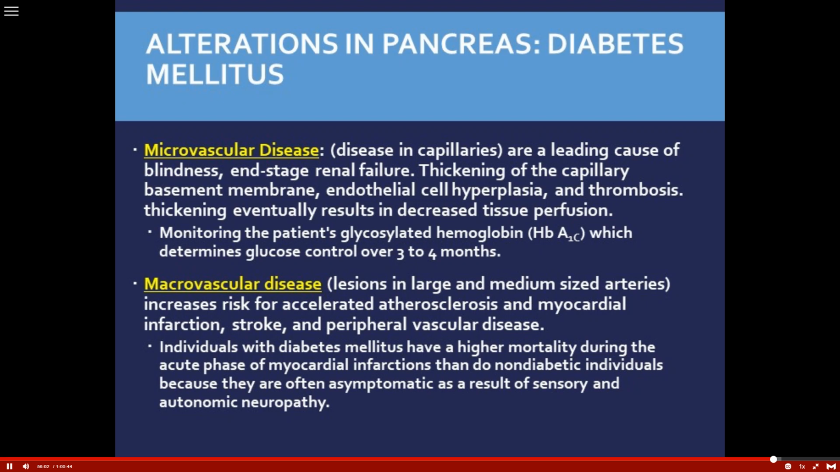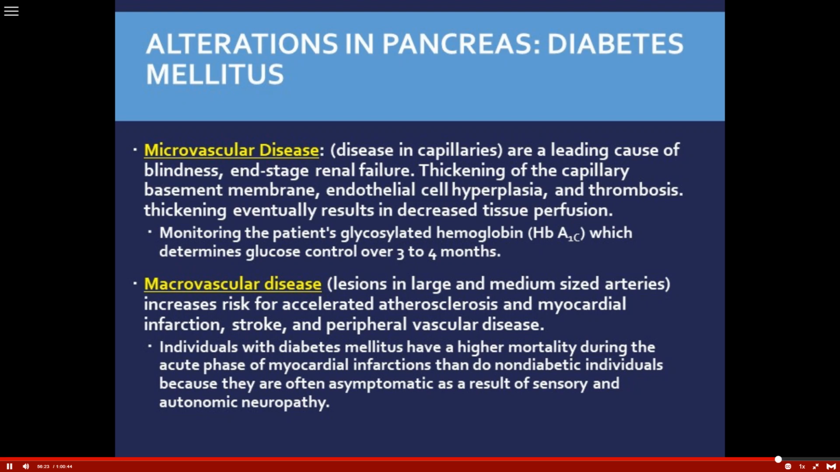Our patients cannot tell fibs any longer. Oh, I do everything I'm supposed to. Really? But your hemoglobin A1C is over 9%. All right, and macrovascular, now think big. Think those big, large, and medium-sized arteries. And the thing is that it increases or accelerates atherosclerosis.